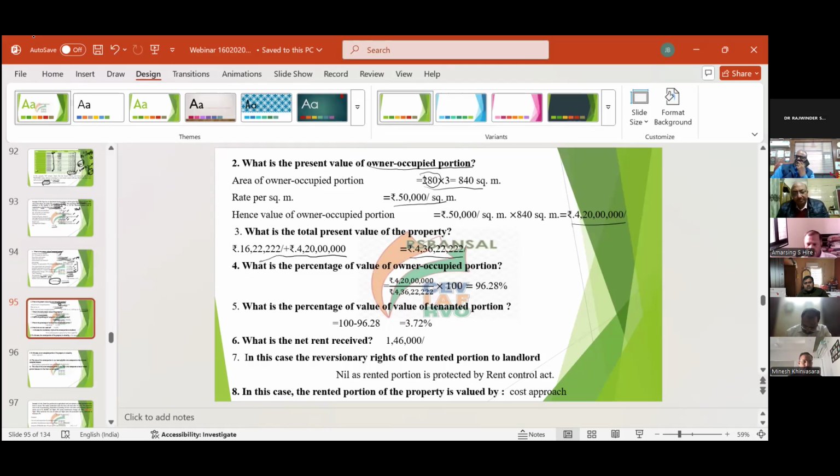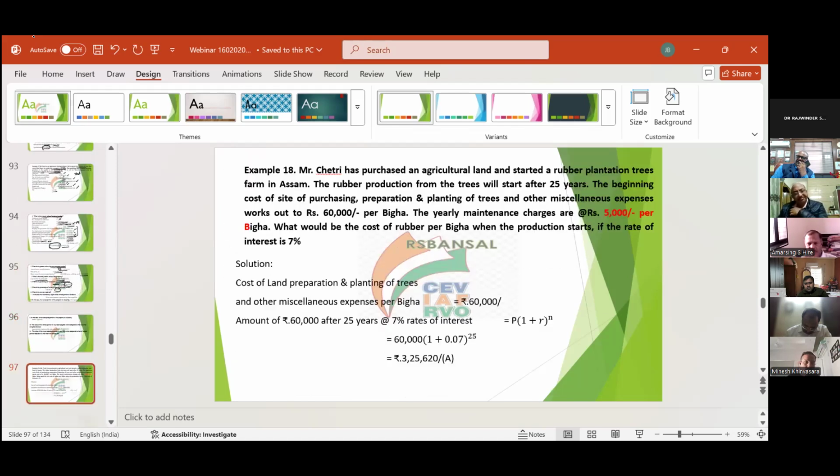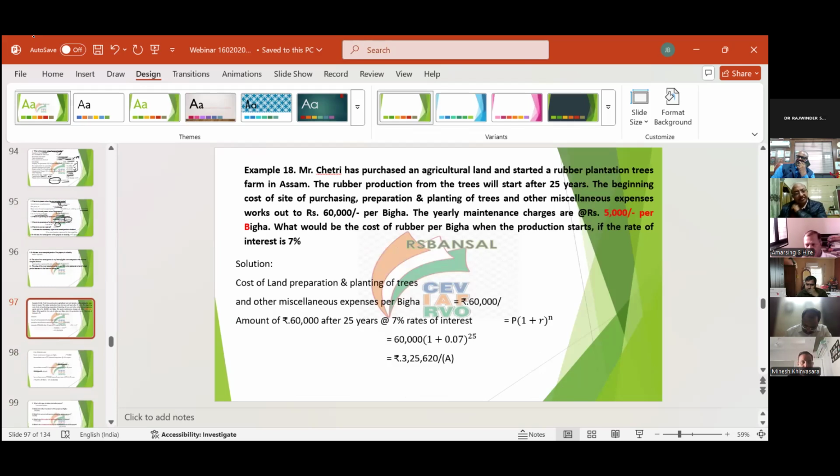2000 to 22. So what is the value of the owner occupied portion in percentage? You can calculate easily. It is 96.28% and 3.7% is the value of the tenanted portion. So you can do it easily. This is an important thing.